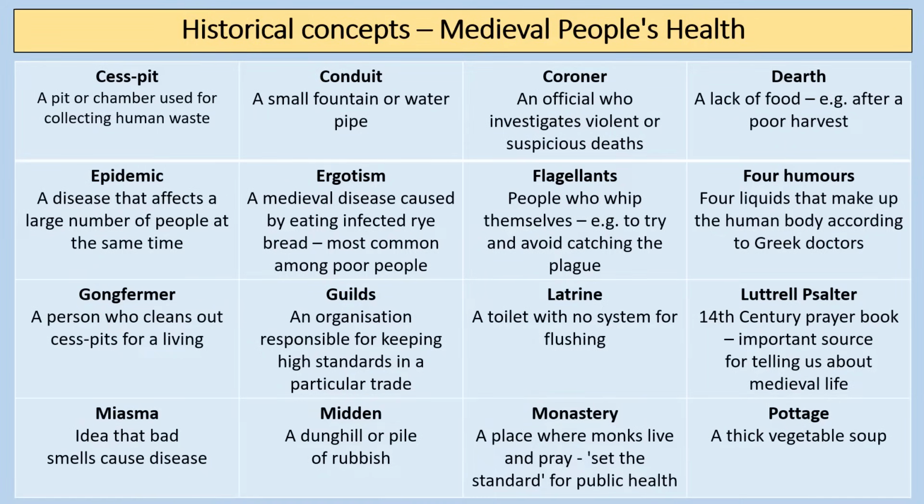A gong farmer is a person who cleans out cesspits for a living. Guilds, organisations responsible for keeping high standards in a particular trade, common in the towns. Latrine, a toilet with no system for flushing. A literal psalter, it was a 14th century prayer book, which is an important source for telling us about medieval life. Miasma, the idea that bad smells can cause disease and there would be invisible fumes in the air that would cause disease. A midden is a dunghill or pile of rubbish. A monastery is a place where monks live and pray, and they very much set the standard for public health during this time. And pottage is a thick vegetable soup. It's actually quite healthy and probably rather tasty as well.